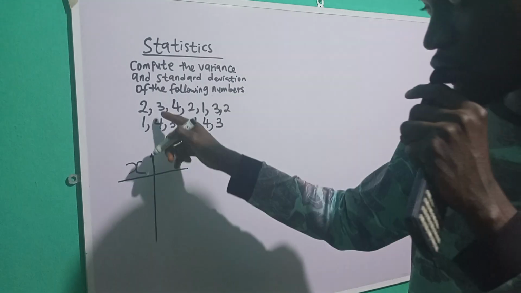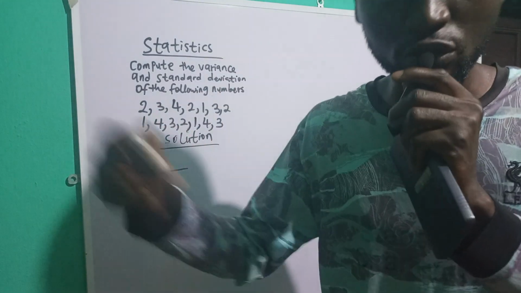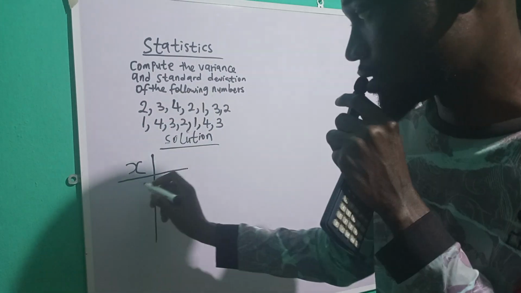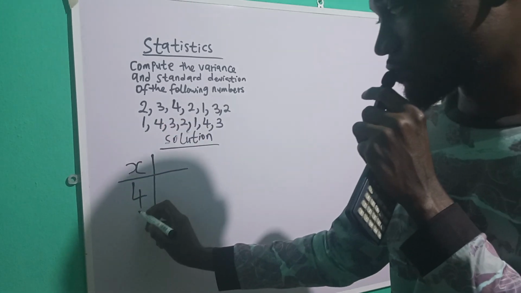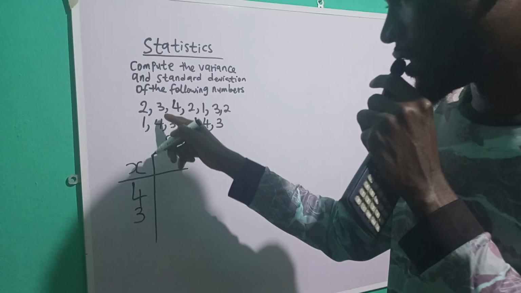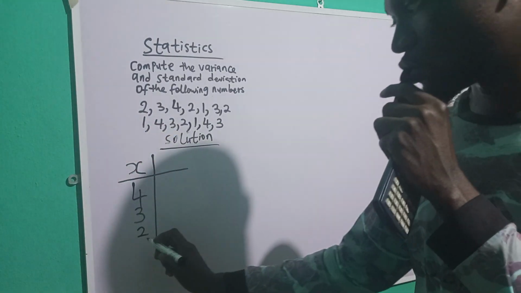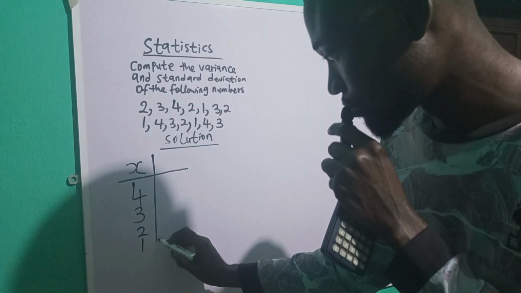So what we're going to do is to arrange these numbers in descending order, from the highest number to the lowest number. The highest number here is what? 4. 4 is bigger than all the numbers here. After 4, the next number is 3. After 3 is what? 2. And after 2, the lowest number is what? 1. Please, it is important that you arrange your numbers.